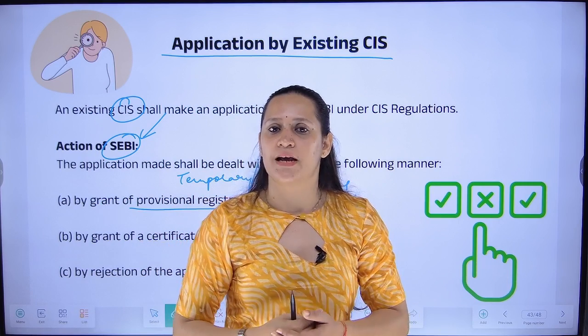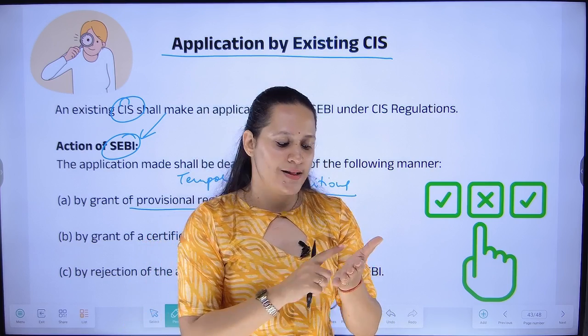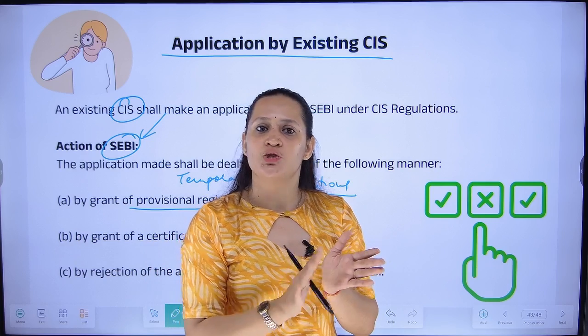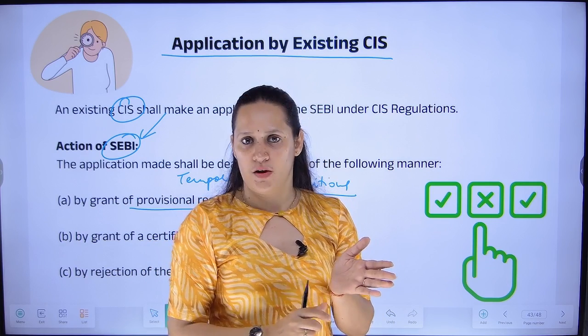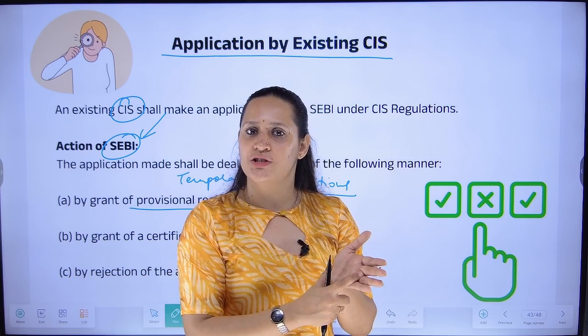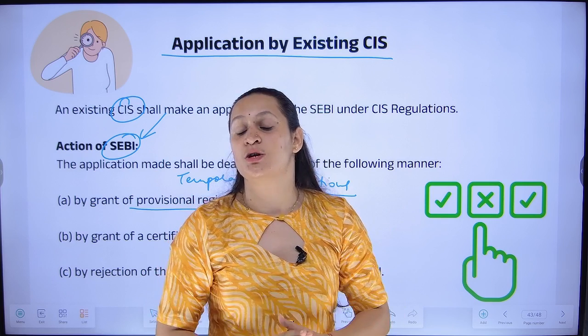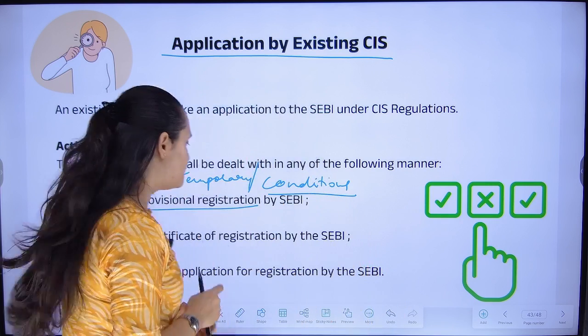SEBI is going to get an application from the existing CIS. So it is going to say, okay, everything is there, certain things are missing, so we are ready to give you the certificate. There is no ground for rejecting the application, but there are certain things that you should fulfill. So we are going to give you a temporary registration. Once you fulfill the conditions that we have given, we are going to issue you the final certificate of registration. That is the first option.